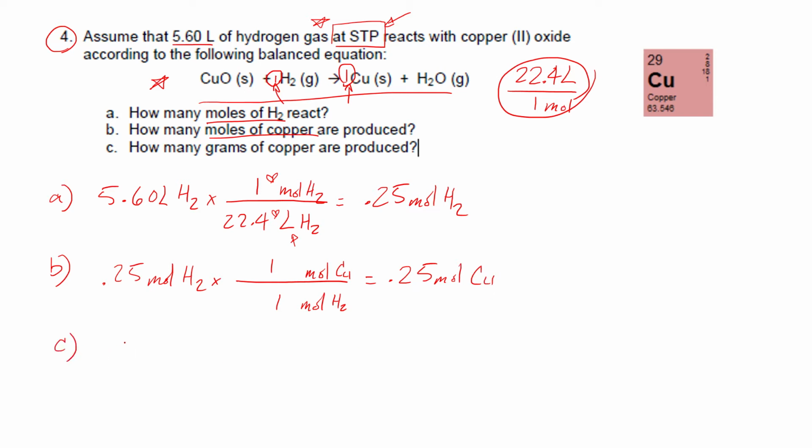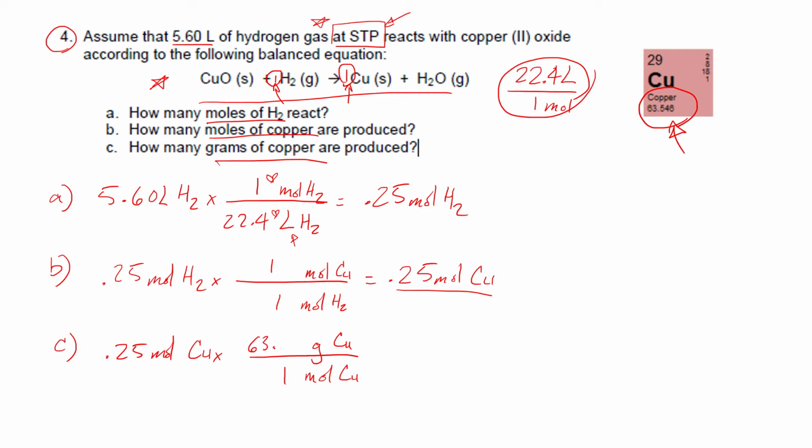Great. And then finally part C, it wants the grams of copper. So we already know that we have 0.25 moles of copper. Can we go from moles of copper to grams of copper? Of course we can. Really old school stuff. All we got to do is use the molar mass. So we know that every 1 mole of copper is 63.55 grams of copper. So if we do that math, it's just 0.25 times 63.55, and I get 15.9 grams of copper. Good.